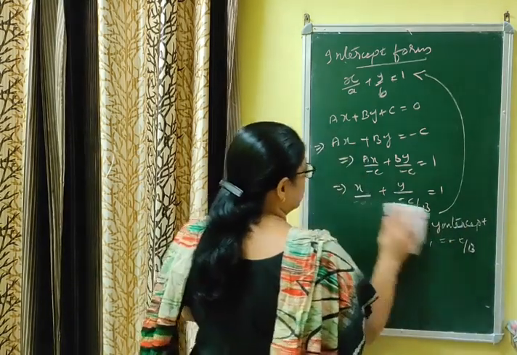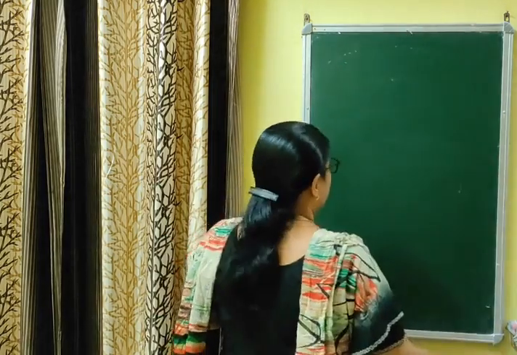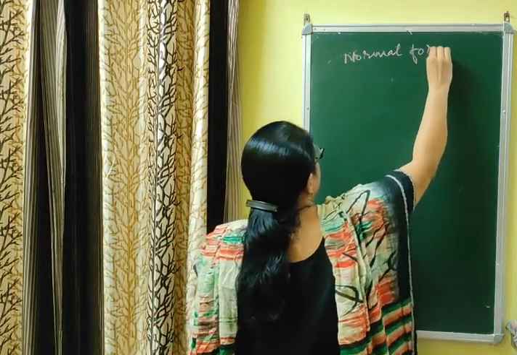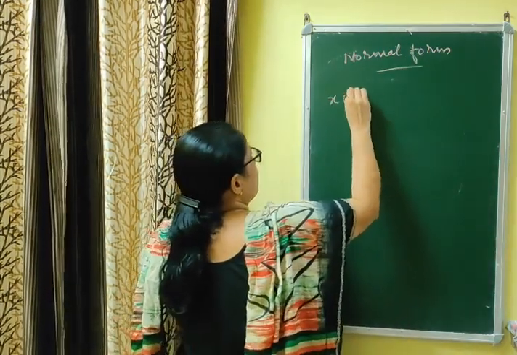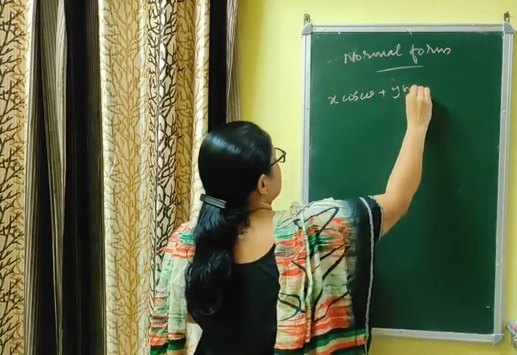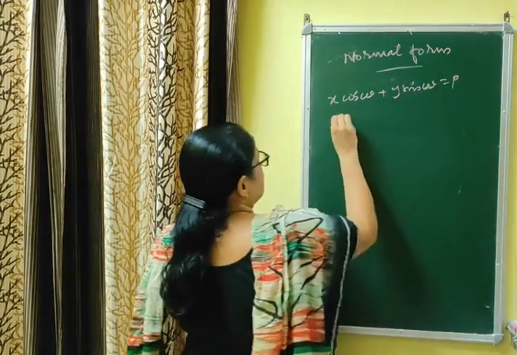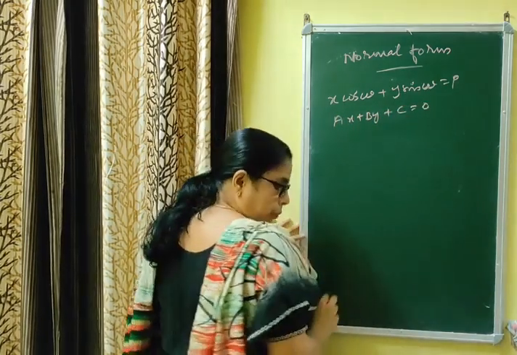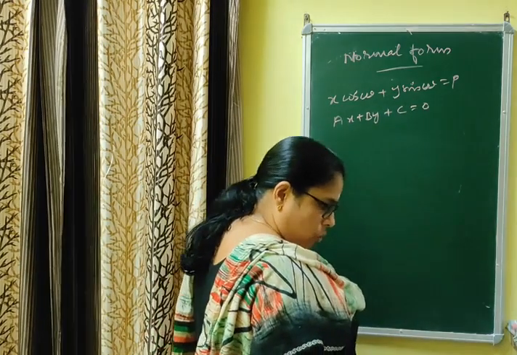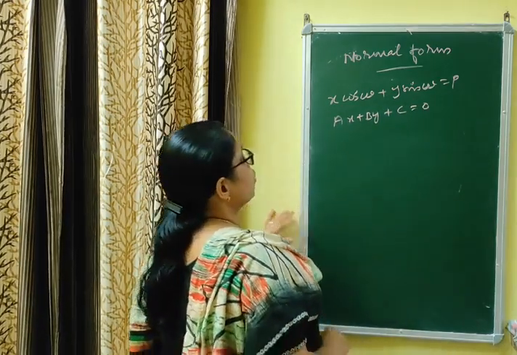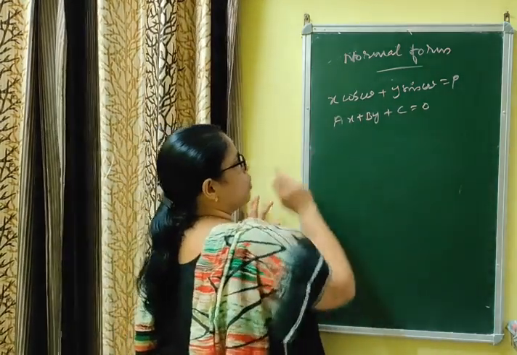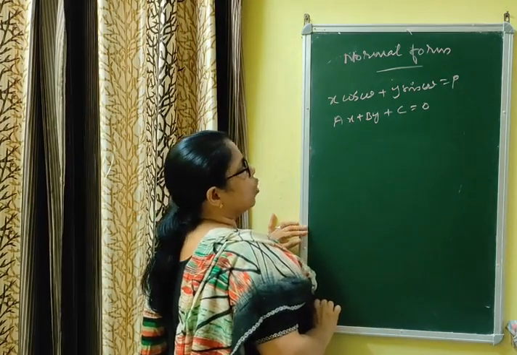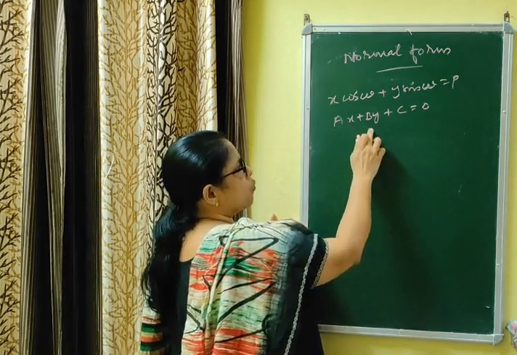Now, the next form is normal form. We have gone through normal form in the live class. Normal form is x cos alpha plus y sin alpha equal to p. Now, our equation is ax plus by plus c equal to 0. How can we convert it? I am not going to show you all the steps. In order to change general form to normal form, you have to divide the whole equation by the square root of the square of the coefficient of x plus the square of the coefficient of y.